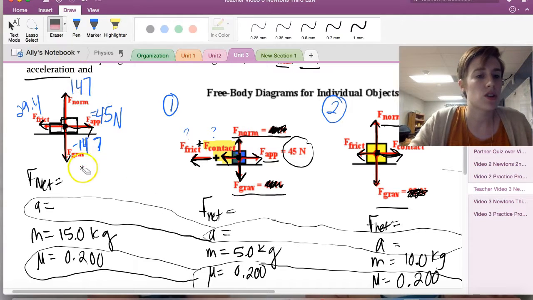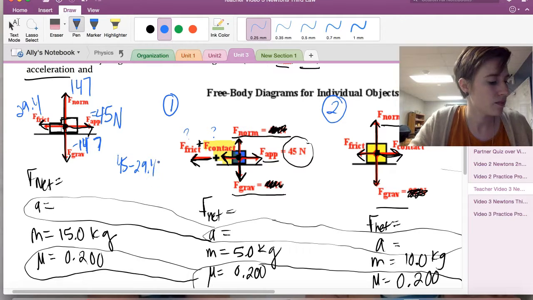My up and down forces are equal, so I just need to do my left and right forces, right? So I do 45 minus 29.4. And my net force is 15.6 to the right.